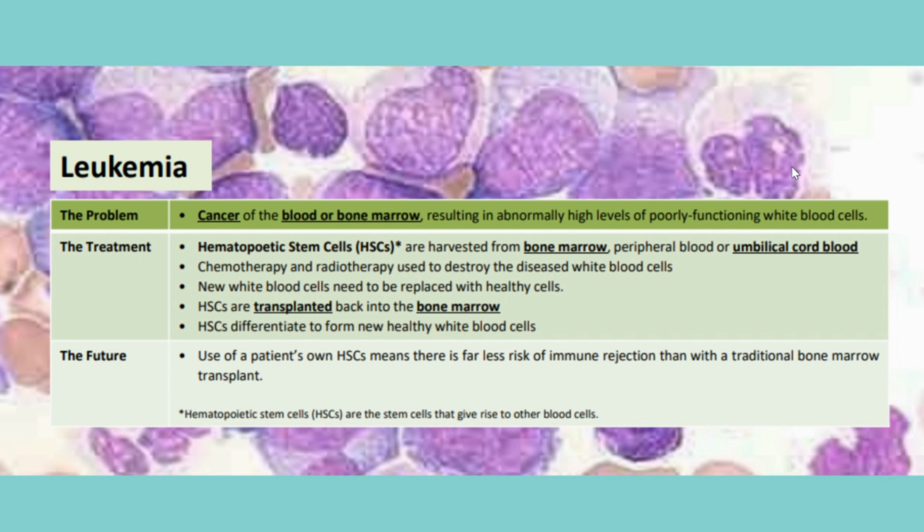So they will differentiate to form healthy new white blood cells, and that will help you tackle your leukemia, which is a cancer. And so the future, this is currently in use, and many people use this treatment actually, and the use of the patient's own HSCs means that there is a far less risk of immune rejection, because you are taking cells that come from within you to generate new cells outside of the body, and then put it back into your body. So because your body will still recognize it as its own cells, your immune system won't go and attack it. There's a far lesser chance that it happens.